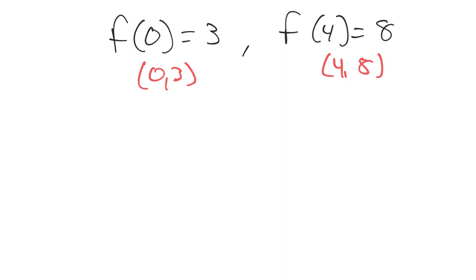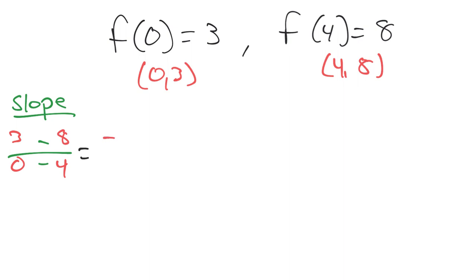So the first thing we need to do is find our slope. Fraction bar, 2 subtraction signs, y on top, x on bottom, y on top, x on bottom. And this is going to give me negative 5 over negative 4, which is going to give me a slope of 5/4.